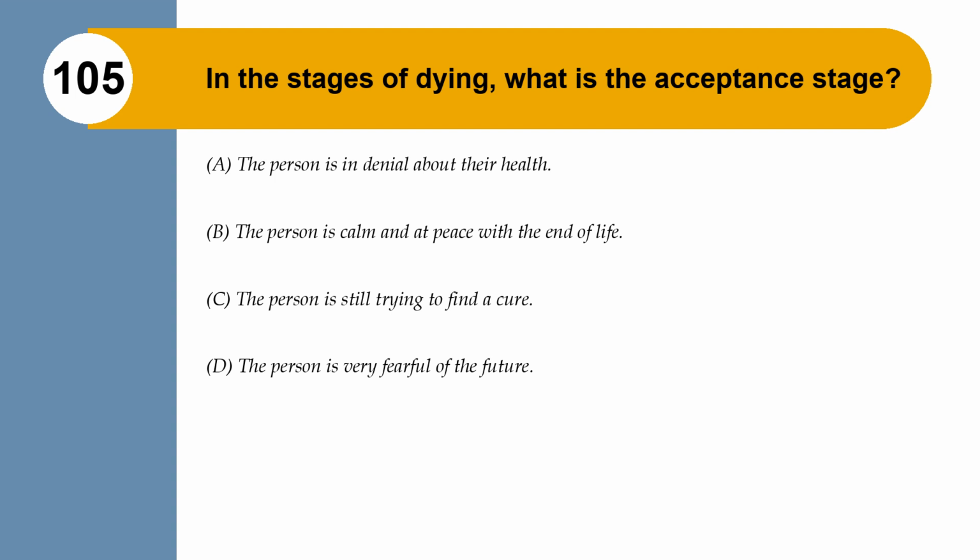Question 105. In the stages of dying, what is the acceptance stage? Option A, the person is in denial about their health. Option B, the person is calm and at peace with the end of life. Option C, the person is still trying to find a cure. Option D, the person is very fearful of the future.